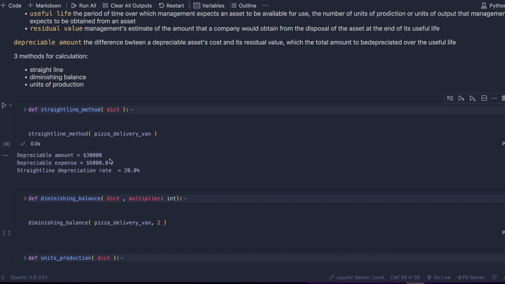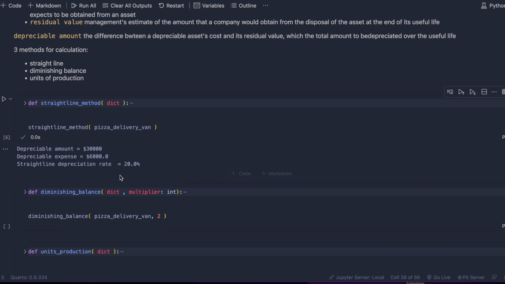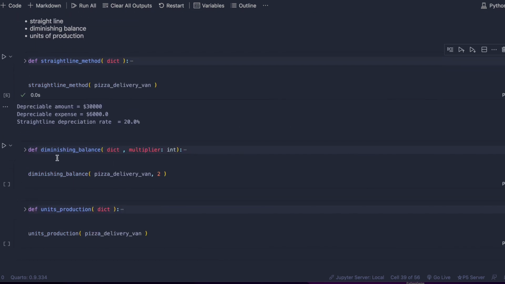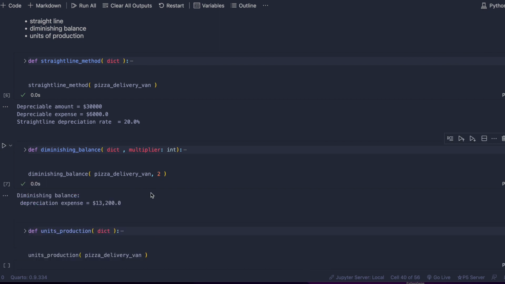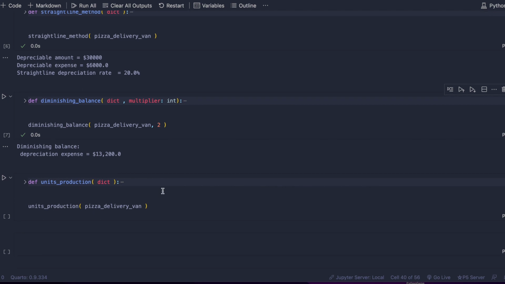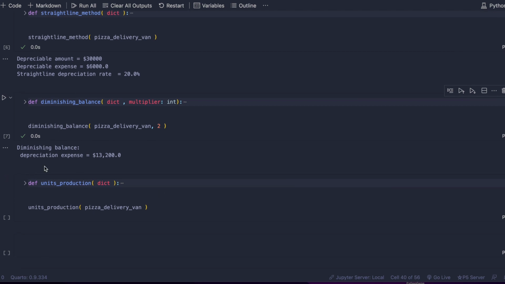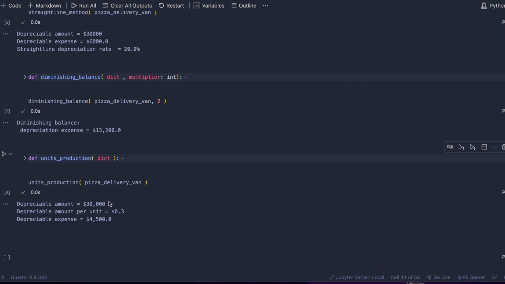We have depreciation amount, depreciation expense, straight line depreciation rate. For diminishing balance function, I will run that. Our depreciation expense and units of production function, we run. And we get depreciation amount per unit, depreciation expense.